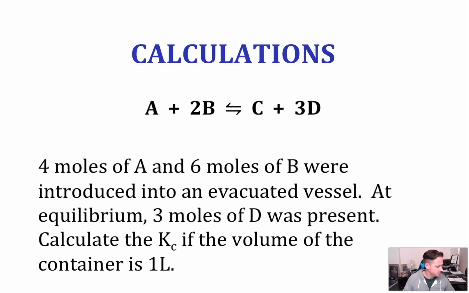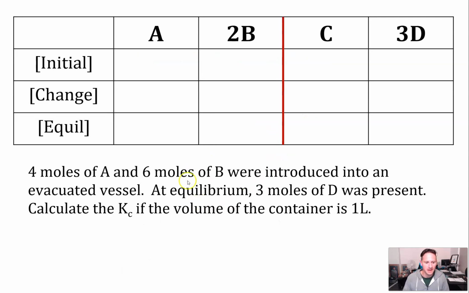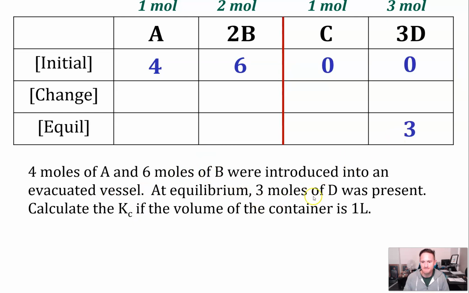So now we'll do a second ice table calculation. So the difference here is now we've got some coefficients added to this reaction. So I'll skip over to our table. So we have 4 moles of A and 6 moles of B, and our ratio is 1 to 2 to 1 to 3, which we'll put up the top. So we've got 4 moles of A, 6 moles of B were introduced, and at equilibrium we have 3 moles of D. So we're implying that there's 0 moles of the product.